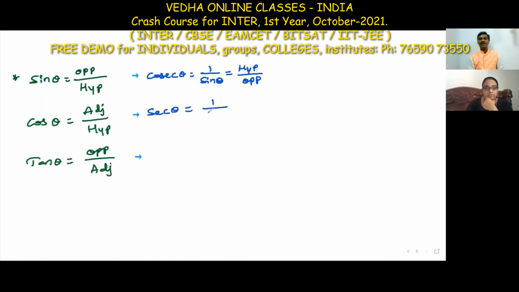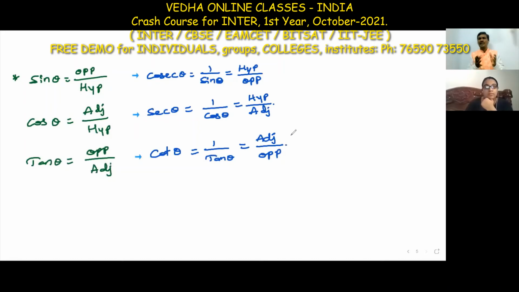Next, secant theta. Secant is 1 by cos theta, which means hypotenuse divided by adjacent side. Next, cot theta. Cot is nothing but 1 by tan theta, the reciprocal of tan, or otherwise cos by sine. So we get adjacent divided by opposite.